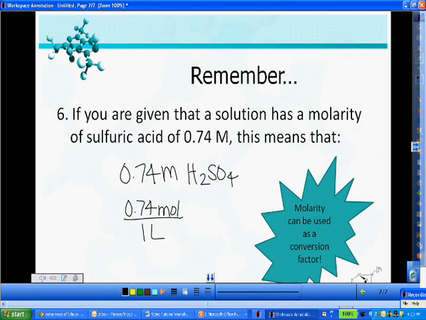So this is what we'll be doing next. We'll be converting to liters. And so if you were wanting to convert to liters, you would take the molarity and you'd say, okay, you have 1 liter per 0.74 moles. So now we have an additional conversion factor that we can use to convert from one unit to the next.